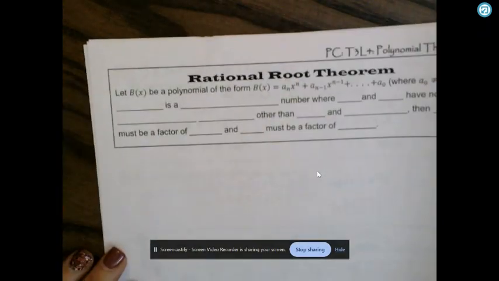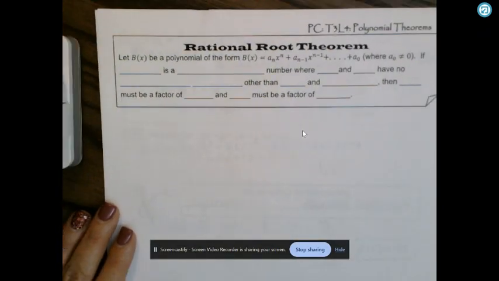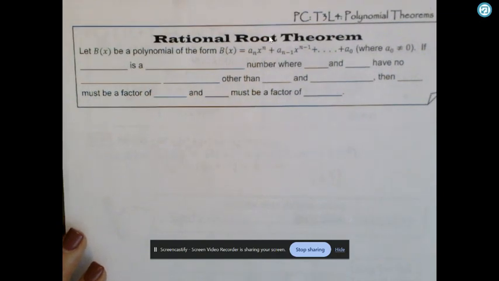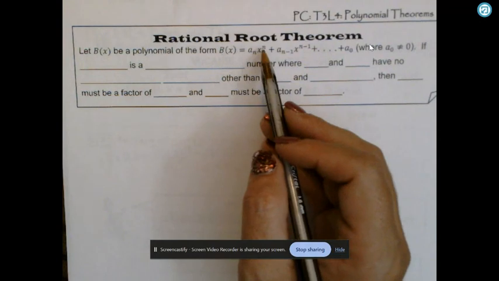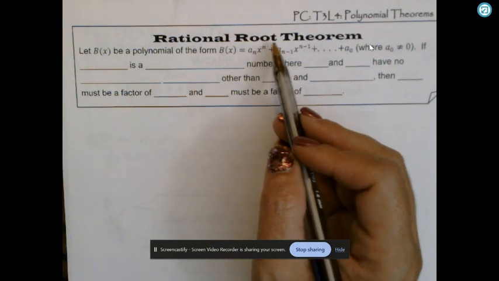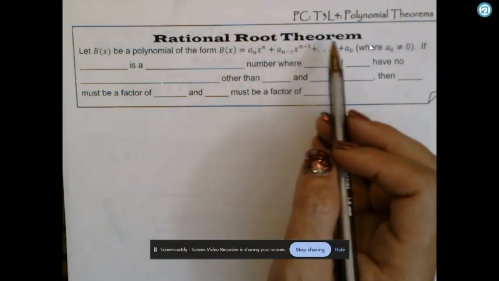But what do we do if they don't give us any of that? All right, don't be overwhelmed by all this right here. It's just talking about the way the polynomial function works, where it's one less power each time you go down. So let b of x be a polynomial in the form of, like, 7x squared plus, you know, whatever.